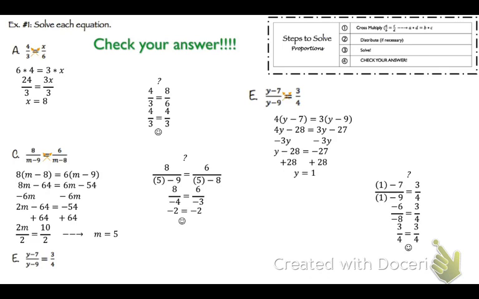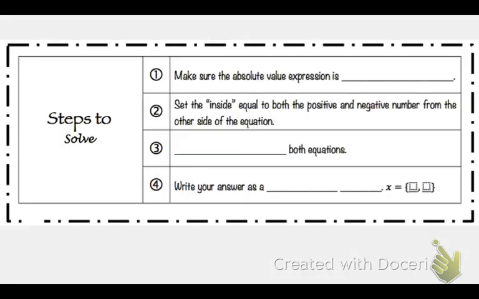Okay, so now we're going to solve absolute values. So the first step to this is to make sure the absolute value expression is isolated. So isolated means it's by itself. So we have to get it by itself on one side of the equal sign.